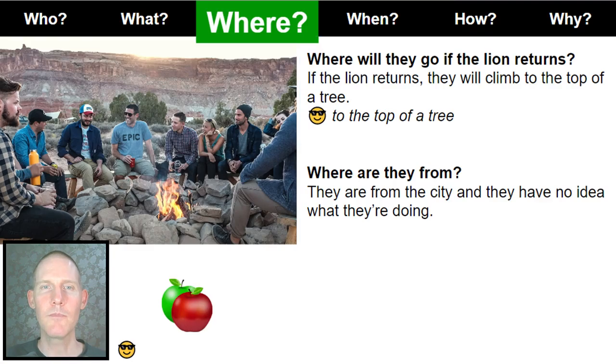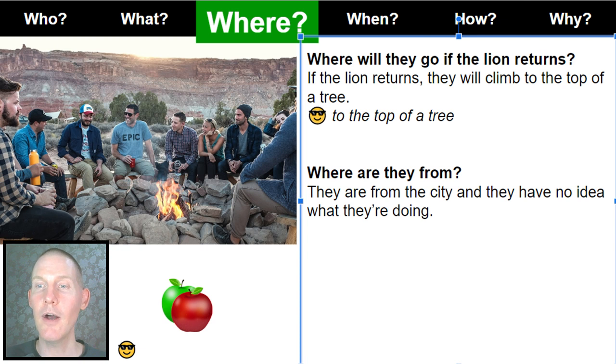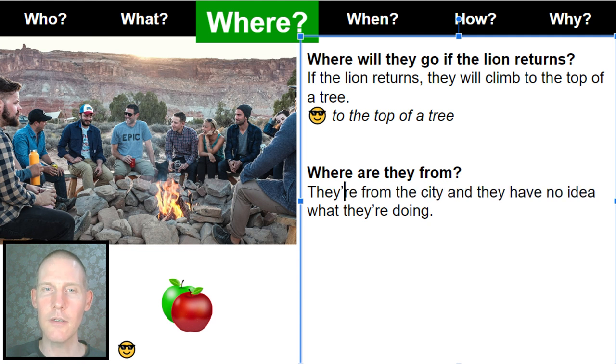Great. Okay. So let's see. Merve Ceylan Alp says, where are they from? Full answer, we could say they're from the city and they have no idea what they're doing. And I'm going to combine "they are" into "their," because it's more common for advanced speakers to say "there" instead of "they are," because it's just more efficient. It's quicker to say "there" instead of "they are."